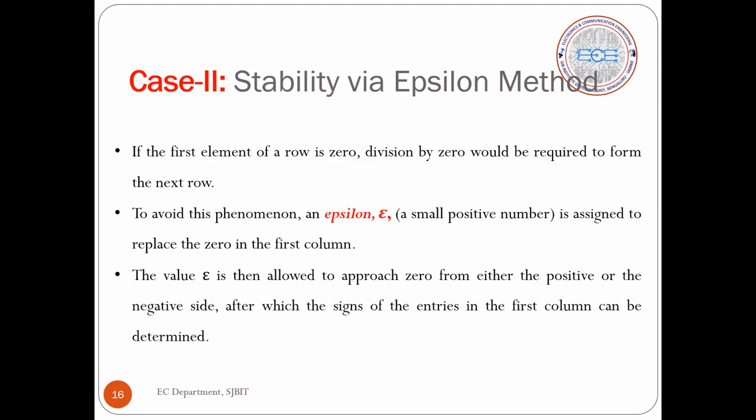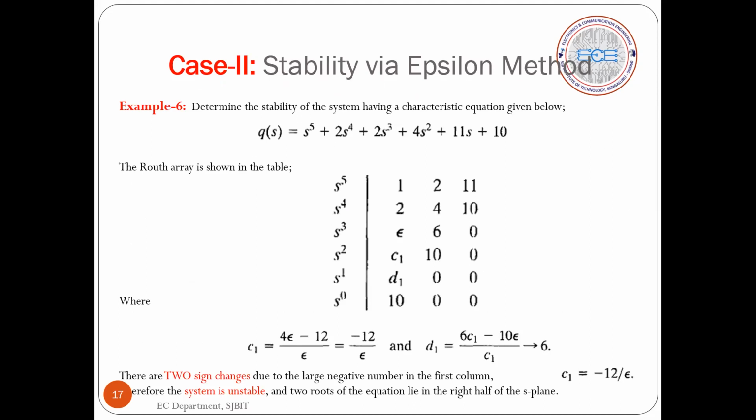First, what we have seen is replacing the zero by a very small positive number, epsilon, and trying to complete the table. So let us take up an example. We have a characteristic equation of order 5: s power 5 plus 2s power 4 plus 2s power 3 plus 4s square plus 11s plus 10 equals 0. This is the characteristic equation we have.